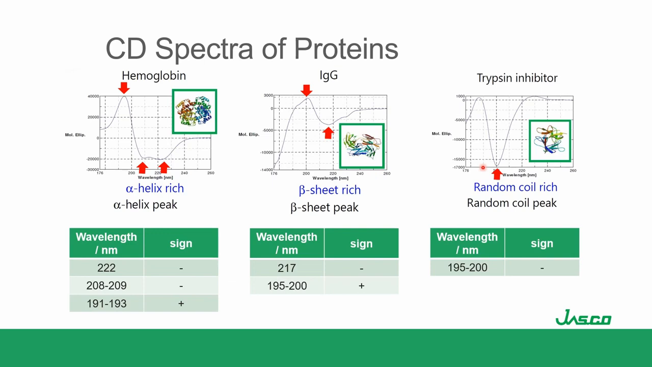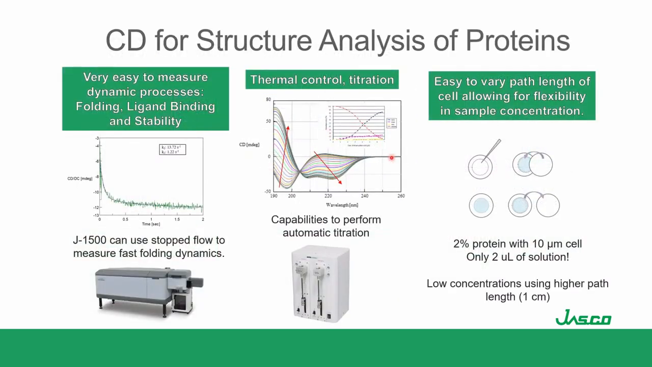And because these features are so easily differentiated, we can change a lot of parameters in our CD experiments to get an idea of how things will change the secondary structure. So with CD, it's really easy to measure dynamic processes, things like folding, ligand binding, and stability with temperature change. Here, this is a folding experiment using stopped flow, so we can measure very fast processes with CD. In this example, we have a two-step folding taking place, and we can very easily see that with circular dichroism. Additionally, we can also do temperature control or titration experiments.